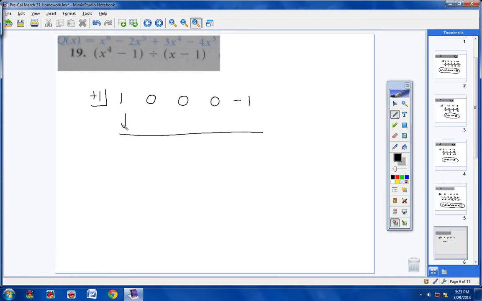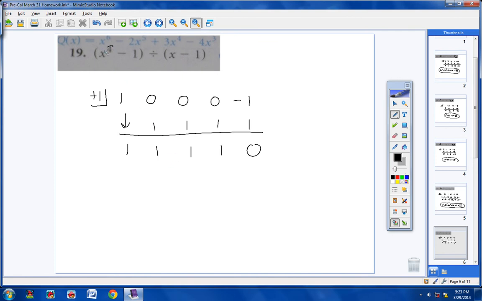All right, let's bring down the first number, that's 1. Multiply 1 times 1, you get a 1. Combine, and you get a 1. 1 times 1 is 1. Combine, you get a 1. 1 times 1 is 1. Combine, and you get a 1. 1 times 1 is 1. Combine, and you get a 0. So we have a remainder of 0. Okay? All right, moving on.